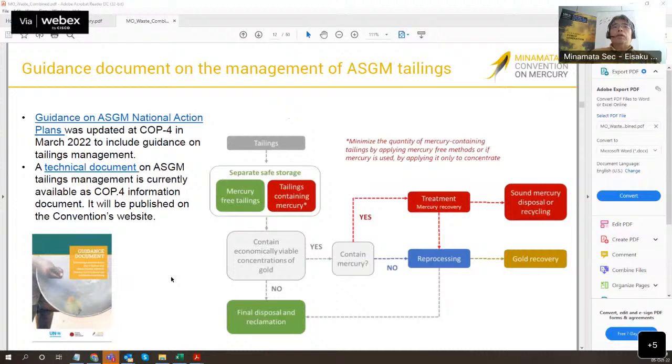I would like also to mention the guidance document on the management of ASGM tailings, which is mentioned in the COP4 decision I explained earlier. And the COP adopted guidance on ASGM national action plans, which includes short guidance on the tailings and management of ASGM tailings. And there's a technical document available. Now, the essence is that if the ASGM tailings contain mercury, then treatment is needed and mercury should be recovered, and only the tailings from which mercury has been removed should go to reprocessing.